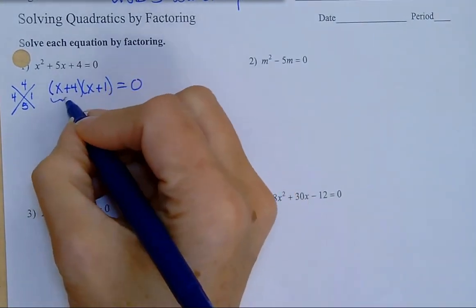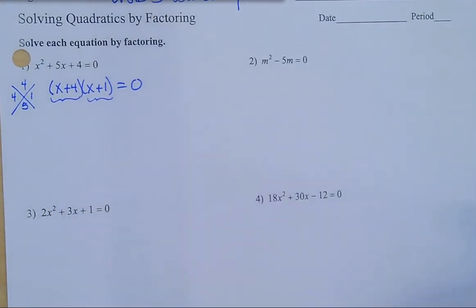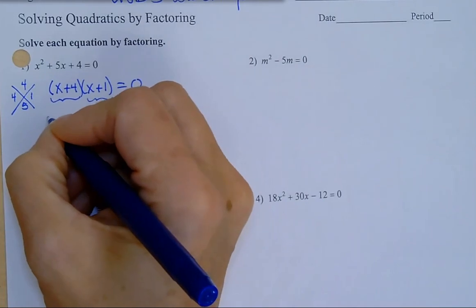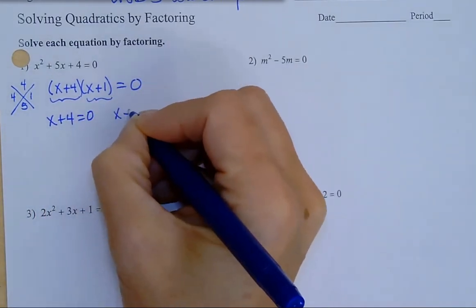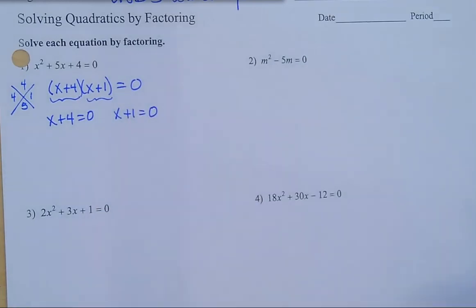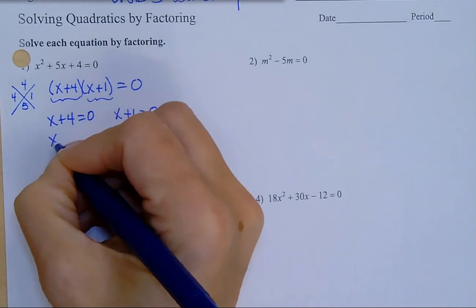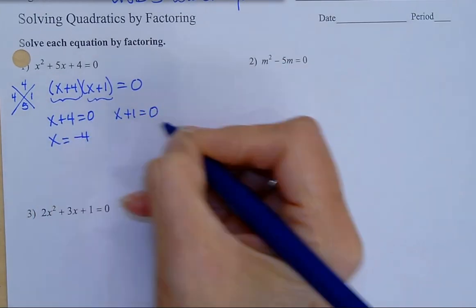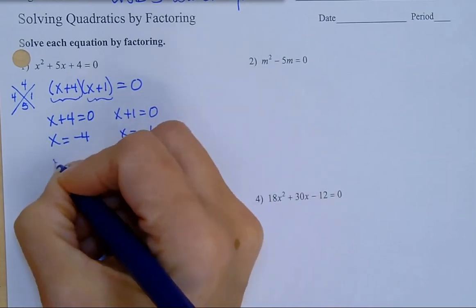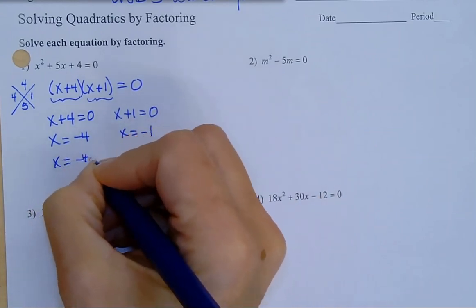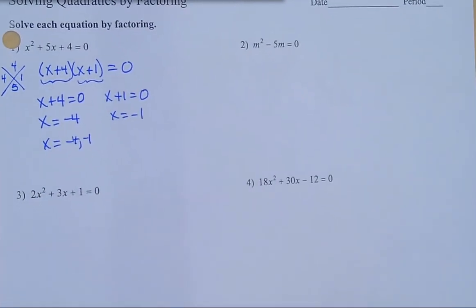Now what I know is that x plus 4 must equal 0, or x plus 1 must equal 0, one or the other, or both. So I say x plus 4 equals 0, and x plus 1 equals 0. There's more than one way to end up with 0 here, right? If x plus 4 equals 0, that means x equals negative 4, subtract 4 from each side. If x plus 1 equals 0, then x equals negative 1. So I will say x equals negative 4, comma, negative 1. That's my answer. Actually, maybe I'll just do all these.